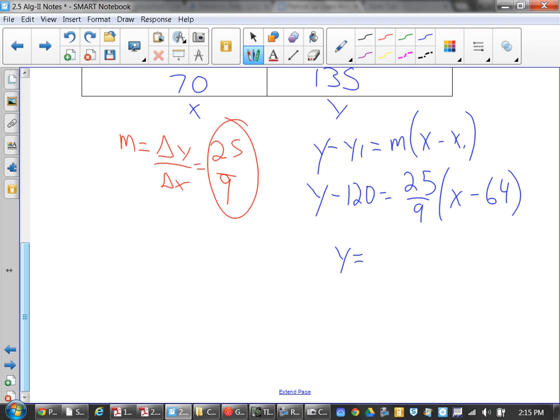So when you set this through, you get 25 over 9 times the negative 64. Math, enter, and I get a fraction. To do that, I have to add 120. So my equation is 25 over 9x minus 520 over 9. That's the equation of the line that I'm getting according to my data.